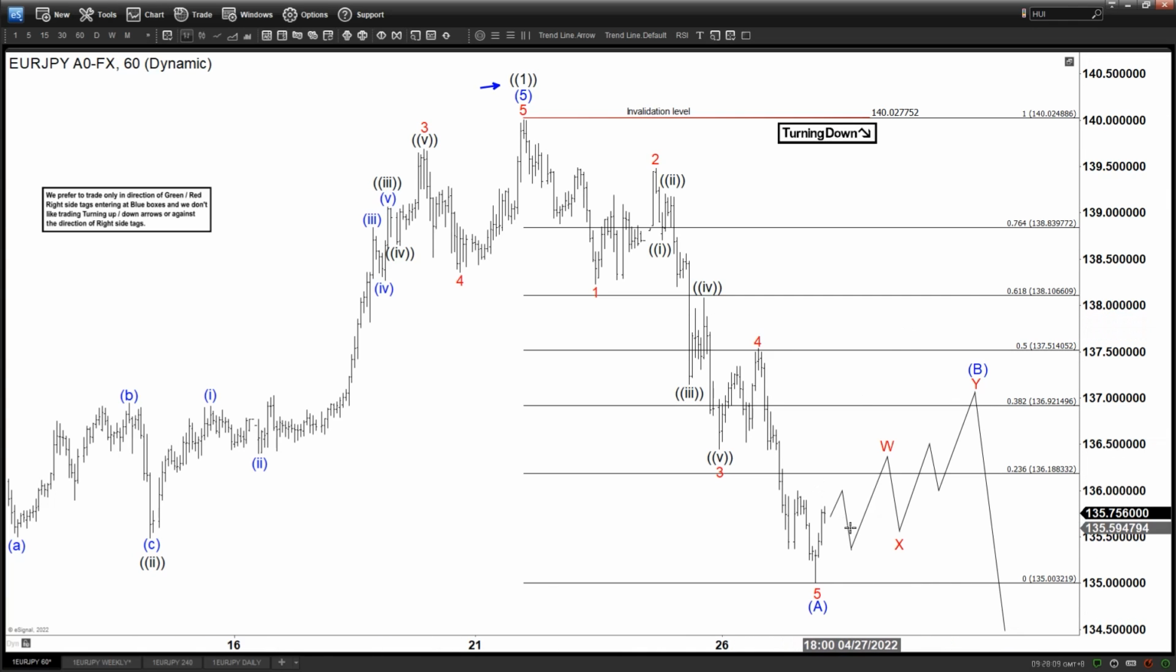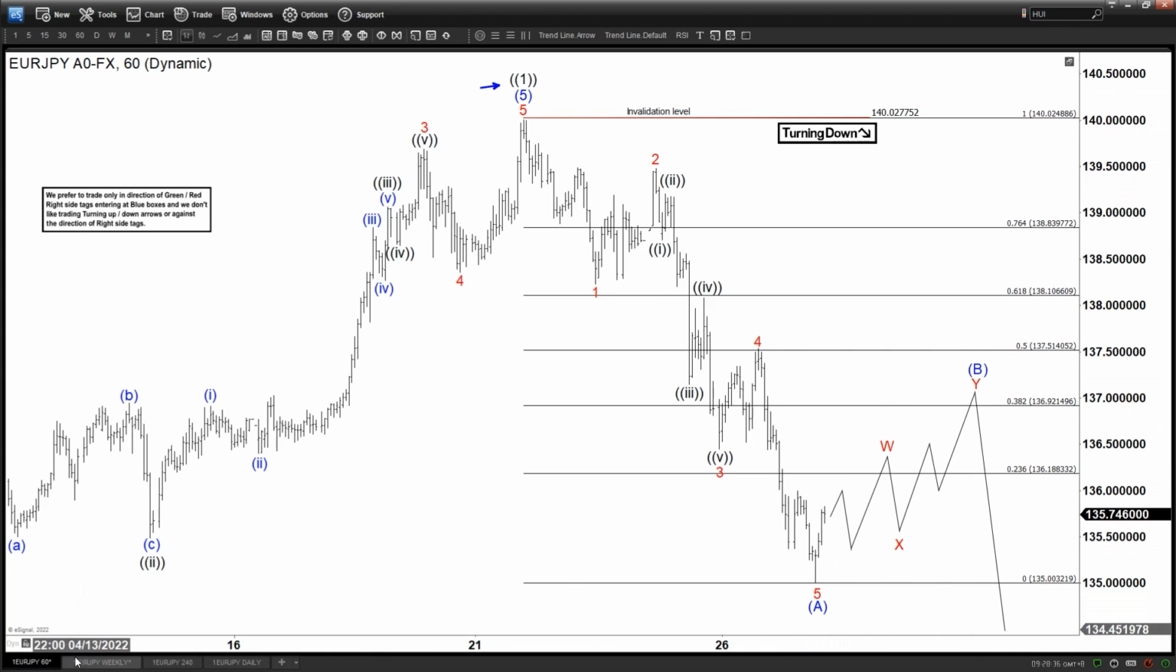And in the very short term, we might see this rally first to correct this 5-wave decline. Once that 5-wave decline is corrected, again, it doesn't need to be this big. The rally can be as shallow as it wants, but we're looking for this rally first, and then as long as we stay below 140, expect the downside to complete an ABC.